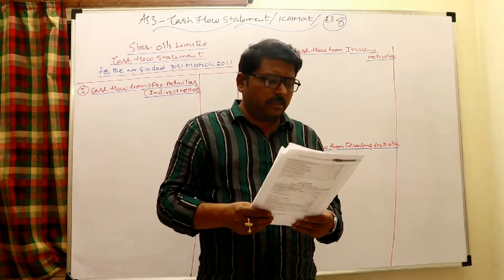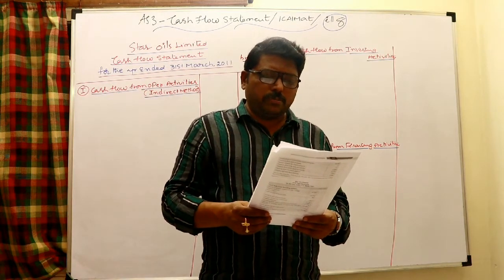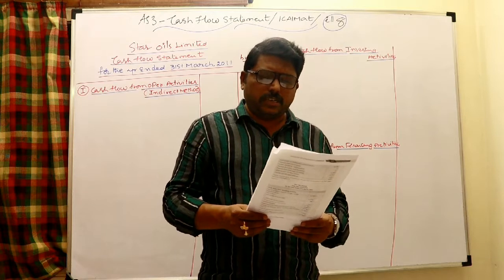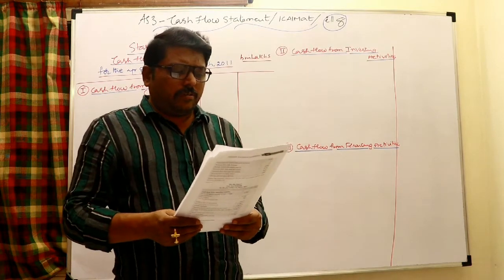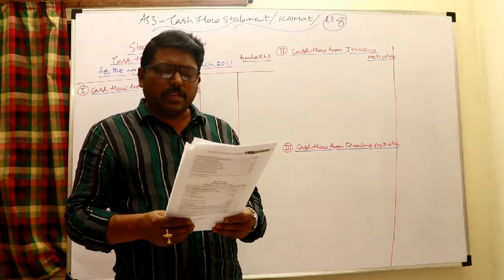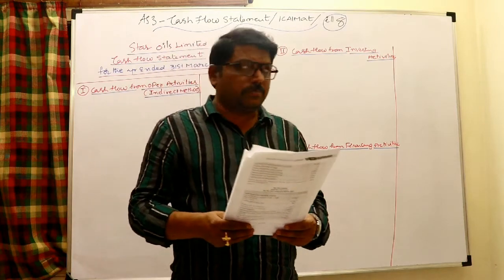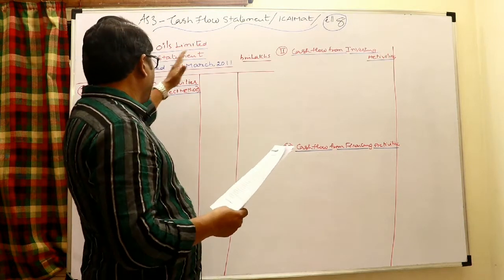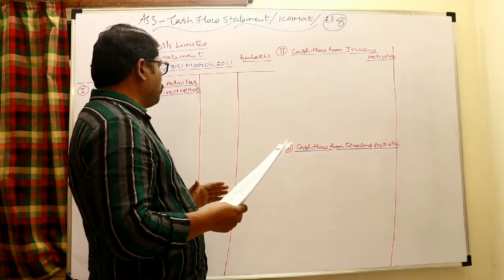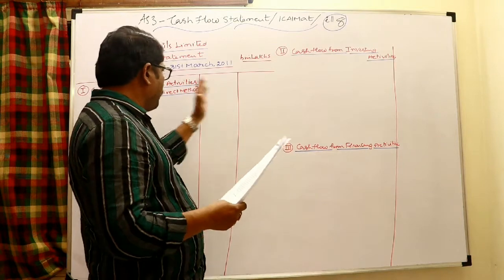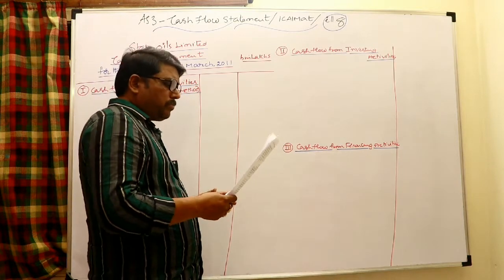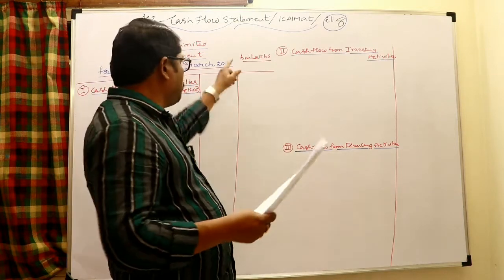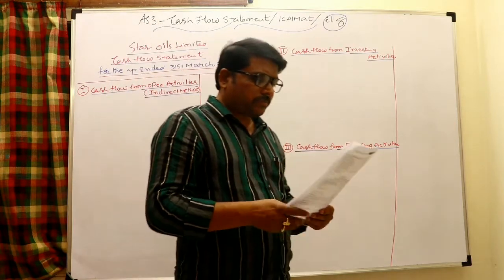Ms. Jyoti of Star Oils Limited has collected the following information for the preparation of the cash flow statement for the year ending 31st March 2011. Put the heading: Star Oils Limited, Cash Flow Statement for the year ended 31st March 2011. Inner column, particulars, inner column and outer column. It is given in lakhs, so put the heading Rupees in lakhs.